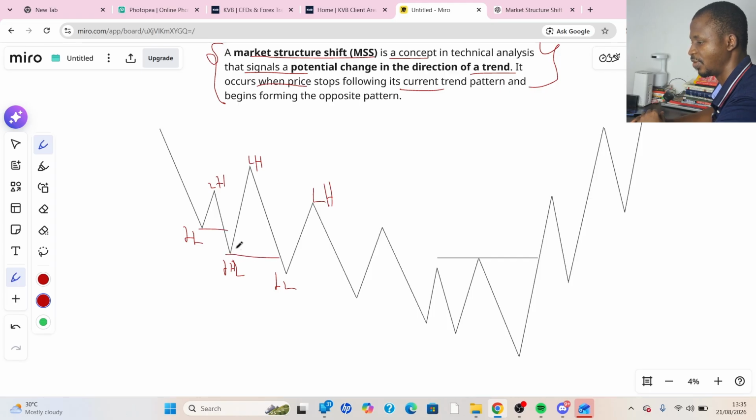Look at this structure. Any low that has been formed before now, the market will always take out that low and create even more lower lows. You understand? That is how to know that your price is in a downtrend.